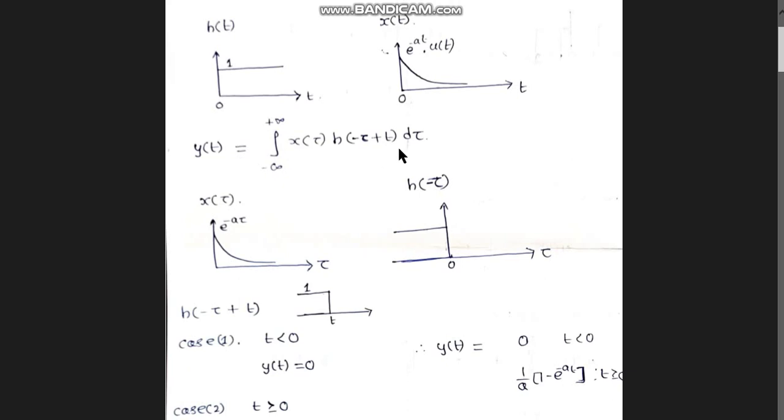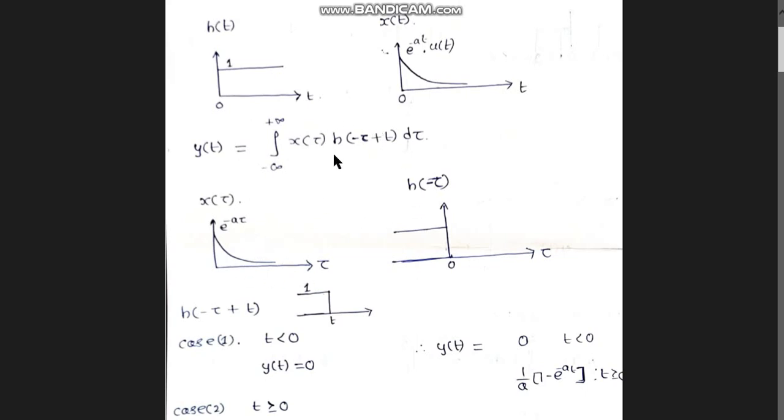For the convolution, we have to perform this operation, right? y of t is equal to the integral from minus infinity to plus infinity of x of tau h of minus tau plus t d tau. So x of tau we have to find. What we know is x of t, so replace t by tau, and you will get x of tau, which is e power minus a tau, and u of tau is also there. e power minus a tau multiplied by u of tau. So you will get this diagram.